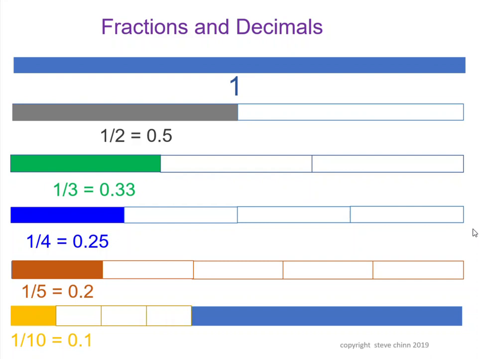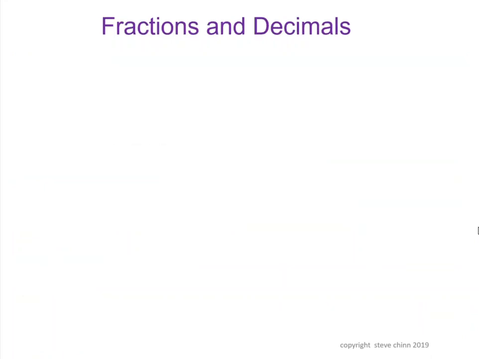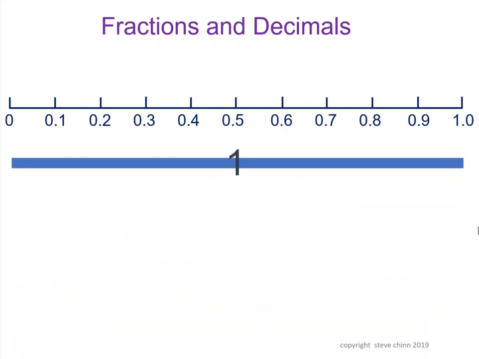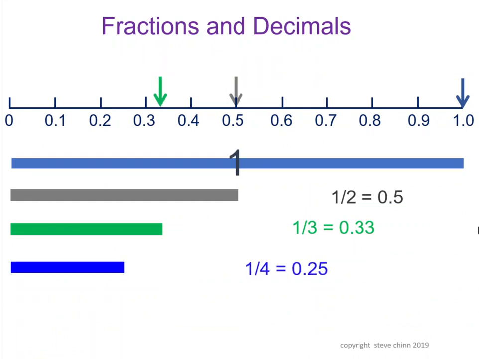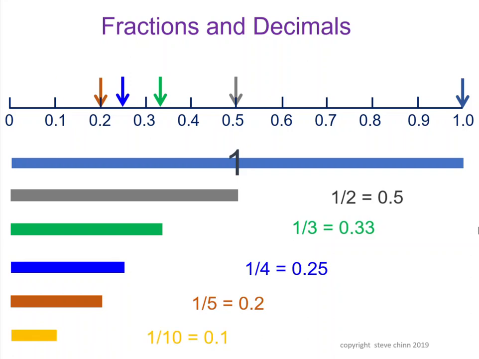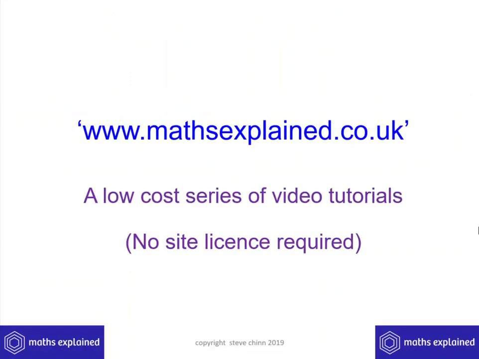Now, if I can put those onto a number line as decimals, then I've cracked fractions. So here we go, here they are, going onto the number line. Half. See how they go on the number line? A third, a quarter, a fifth, and a tenth. If you can do that, you understand fractions.